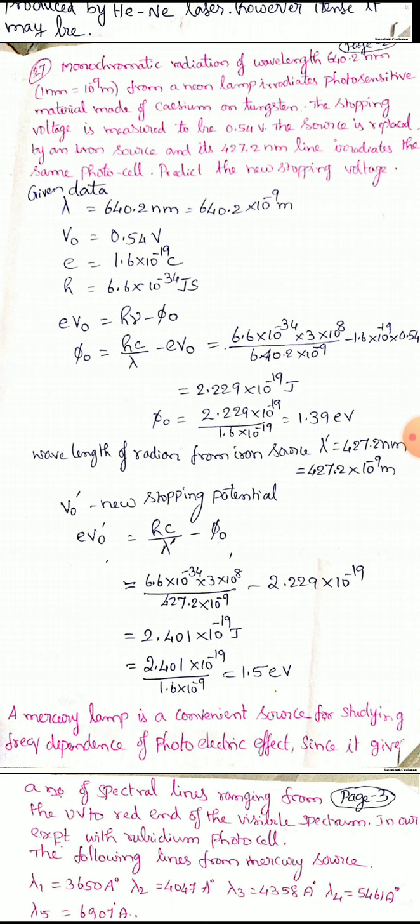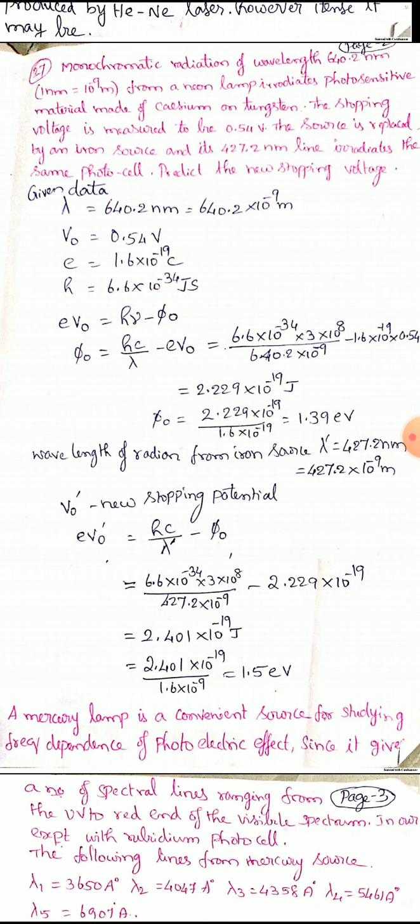Wavelength of radiation from the ion source, lambda dash, will be 472 nanometer. Convert it into meter. Then taking the new stopping potential as V naught dash, e V naught dash is equal to hc divided by lambda dash minus phi naught. This is the formula. Substitute the values 6.6 into 10 to the power of minus 34, into 3 into 10 to the power of 8, and then the lambda dash value and then the phi naught value.